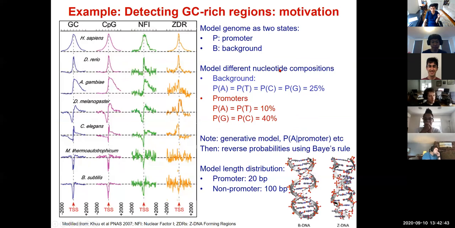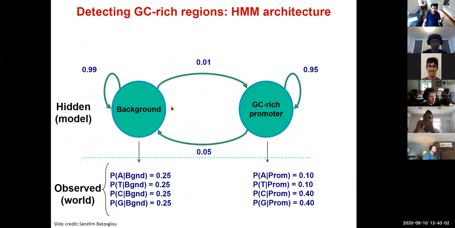Okay, so now, given this study of the biological world, I'm going to encode my knowledge about it. I studied a bunch of regions and saw that on average, these were the lengths and these were the frequencies. So now I'm going to build a hidden Markov model that allows me to capture what I know about the world. First of all, the emission probabilities are going to allow me to encode the 25% equal frequency for each of the four DNA letters in the background region. And in a GC-rich region, we're going to have 80% of the characters C or G, and then 20% of the characters A or T in equal proportions.